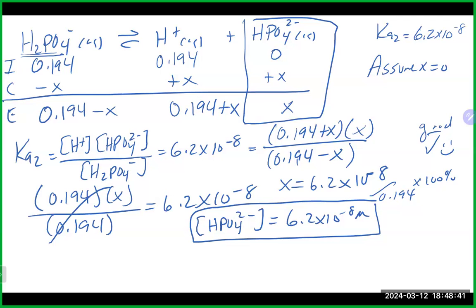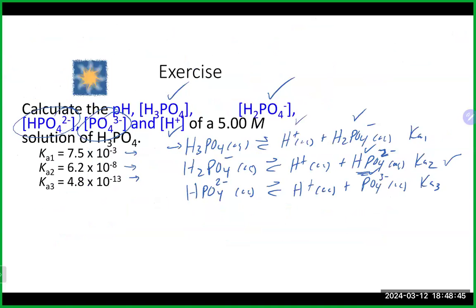Any questions on that there? So if we go back to our question here, we just found this guy's concentration. That's going to leave us phosphate, and the only place we have phosphate is in the third step that's happening here. So we are going to have to go to that third step so that we can get the phosphate's concentration. So let us do that here.